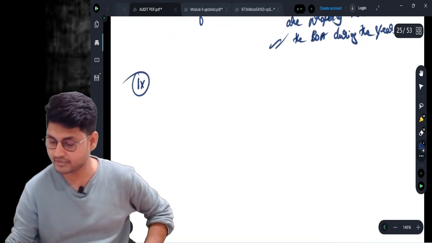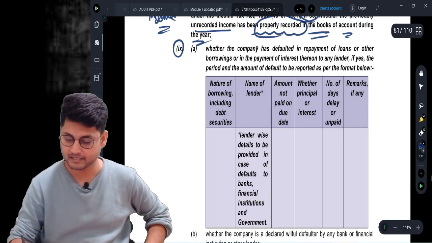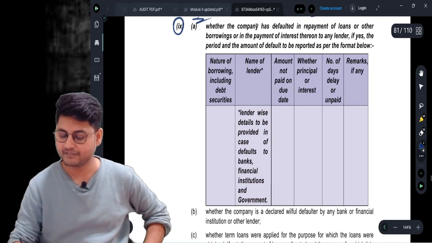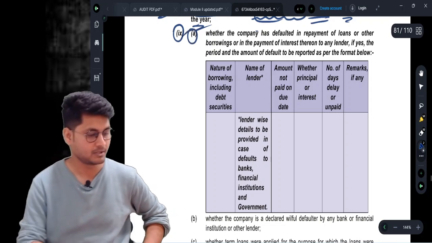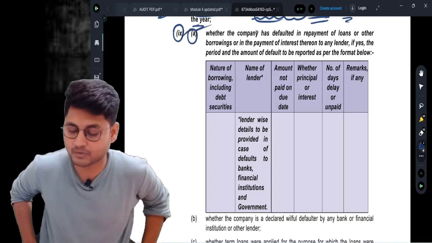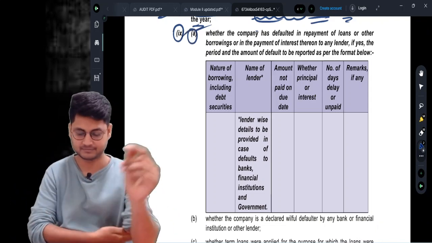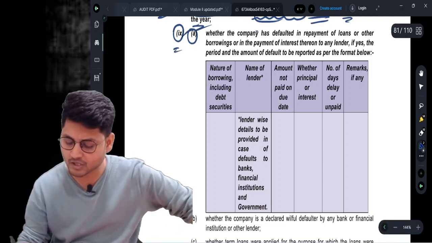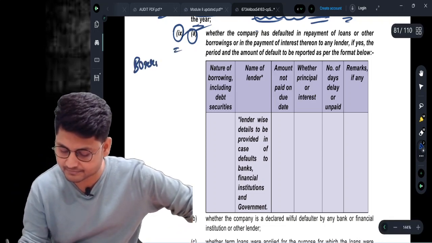Clause number 9. Slowly we are moving into all the clauses. By size it may be big, okay, but it is so simple. Done. Clause number 9 talks about borrowings.